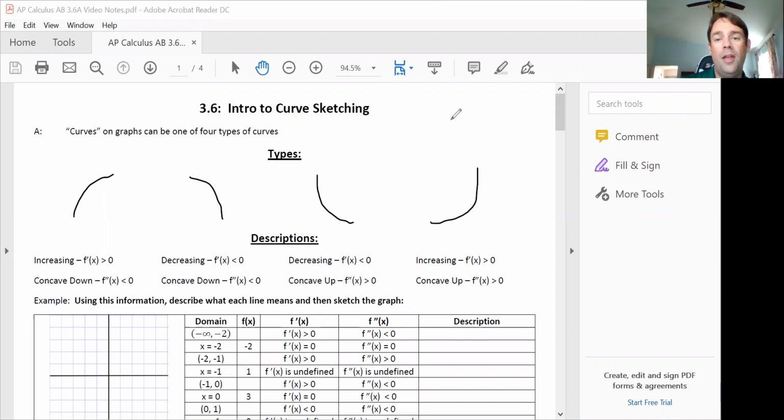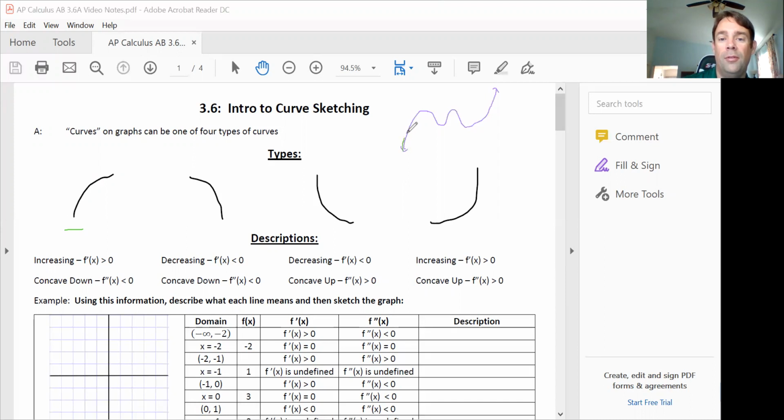Okay? Now, if you notice, curves on a graph, they look like that. They're made up of really 4 different types. See if you can actually locate where these types are. So for instance, this one right here, where would that be located, do you think?